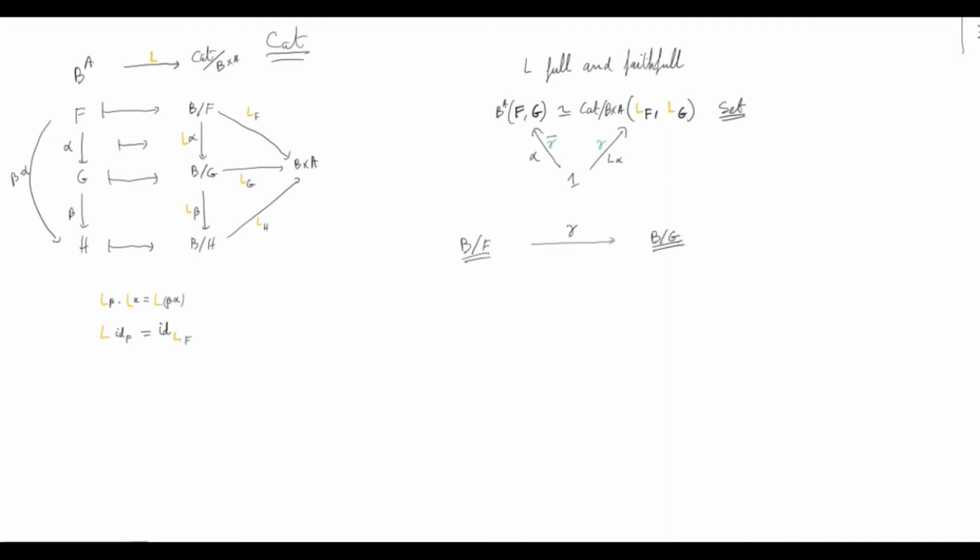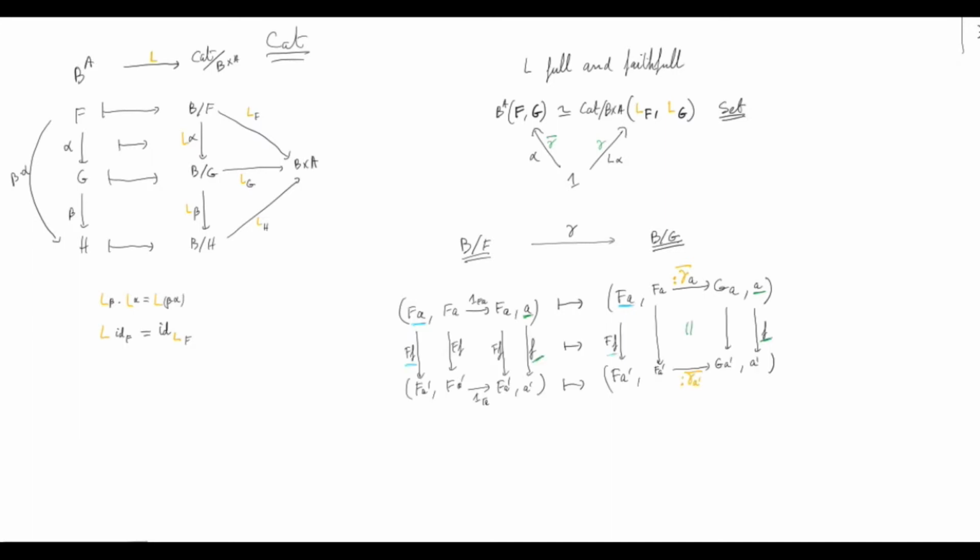Now, how could we define gamma bar given some gamma? Well, we will start with the identity on f of a. So this triple is an object of B over F, and it defines an object in B over G, and we will define this middle component from f of a to g of a as gamma bar. Now, is it a natural transformation?